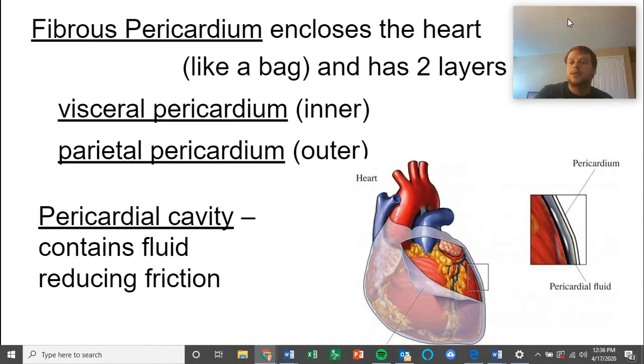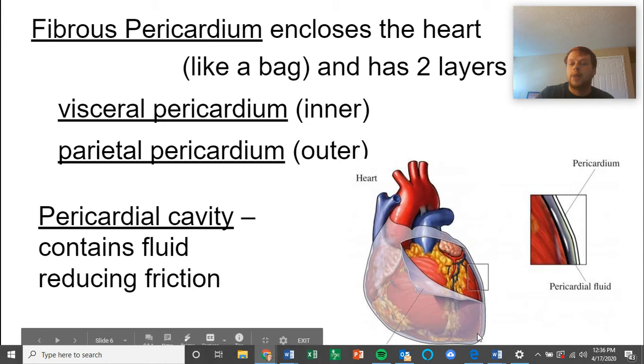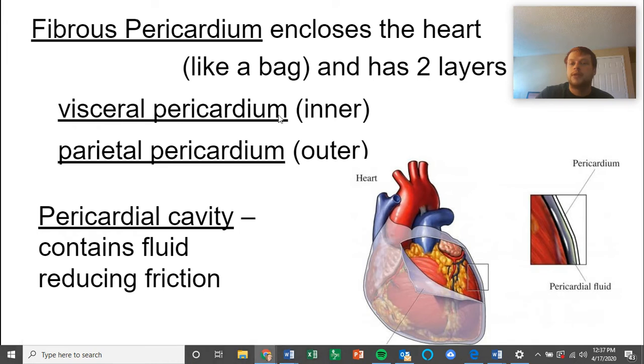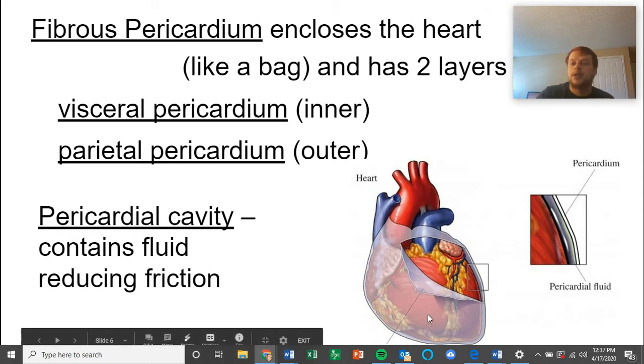The heart, because it's such an important organ, has a couple of different parts for protection. So we have something called a fibrous pericardium, and it's exactly what it says. Fiber that is around this prefix peri, the heart. So it encloses the heart and kind of acts like a bag to protect it, and it has two layers. In the pericardium, you have the visceral pericardium, that's the part on the inside, and then the parietal, which is on the outside, and both of those act to protect the heart. You also have the pericardial cavity, which contains fluid and reduces friction between the heart and its surrounding organs.